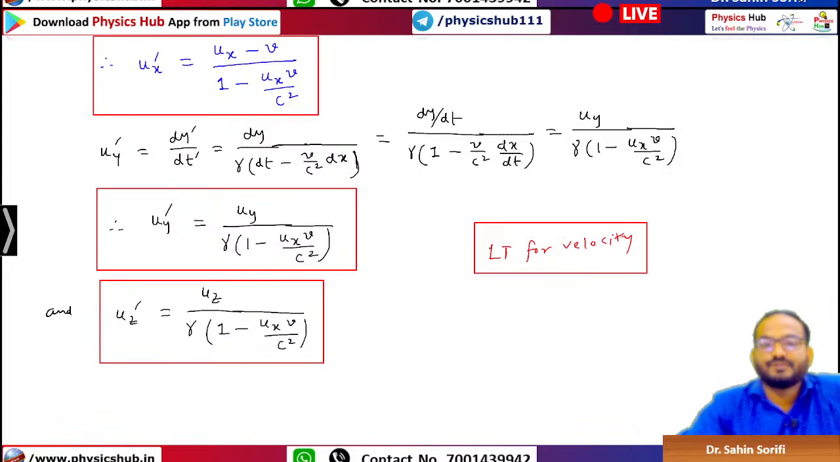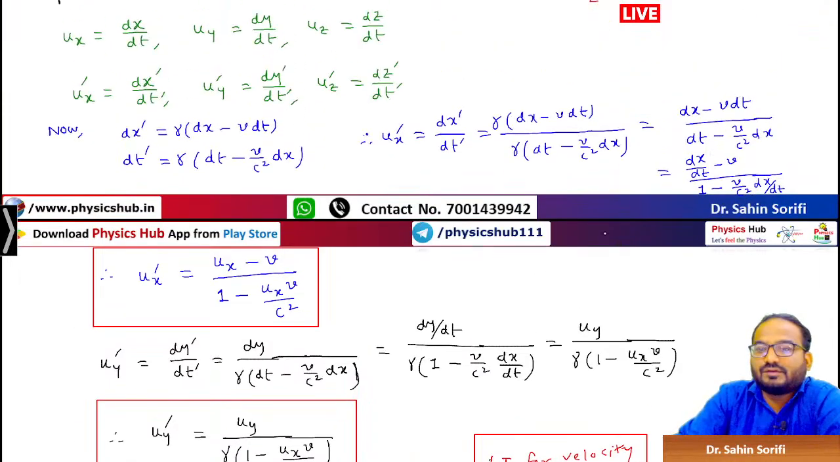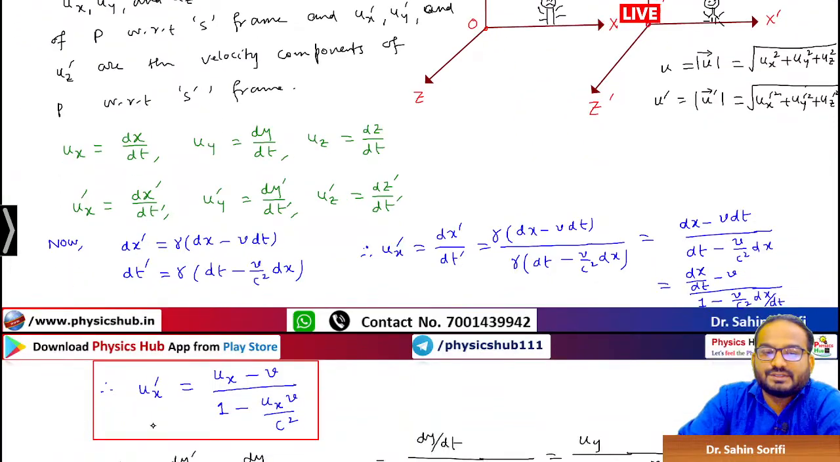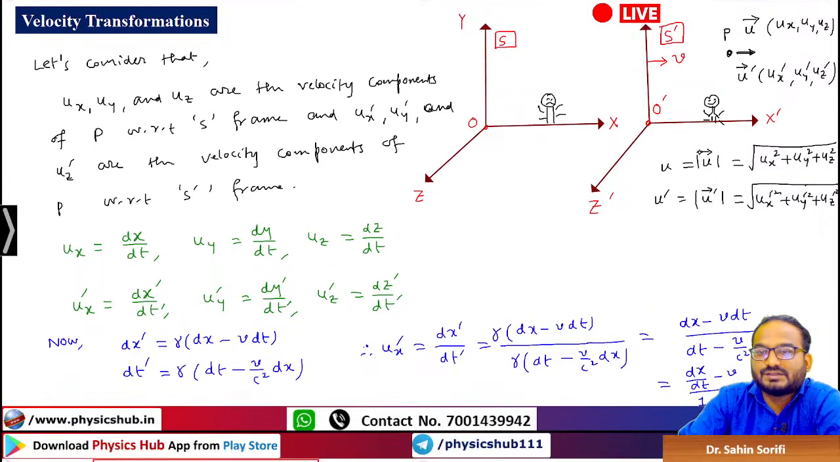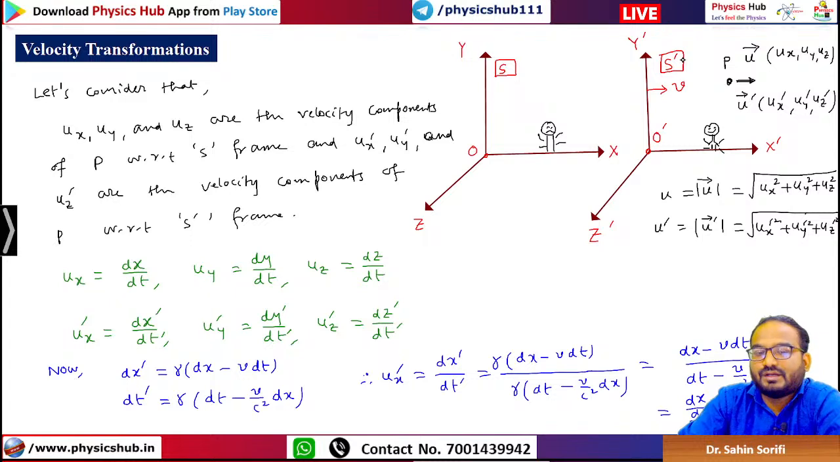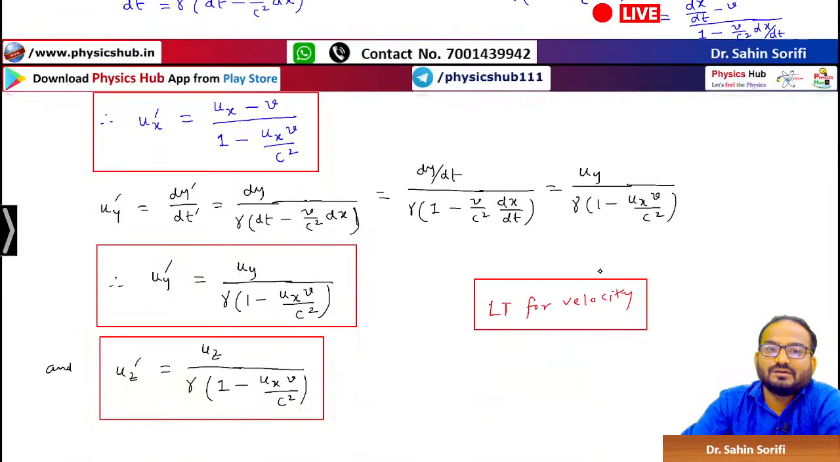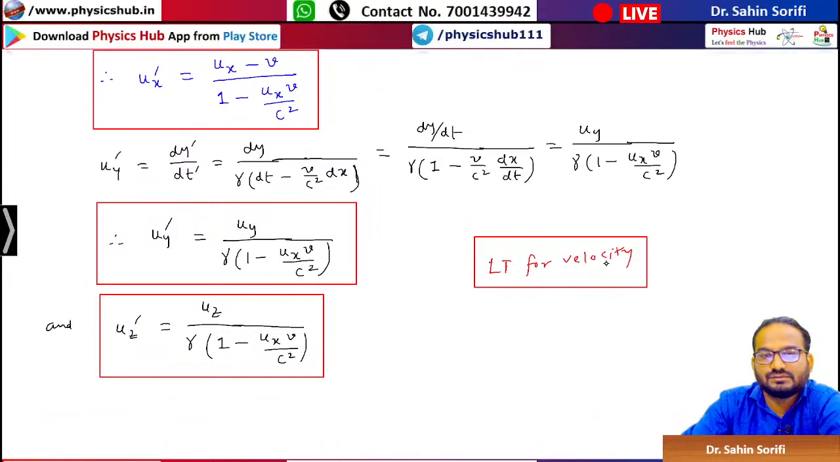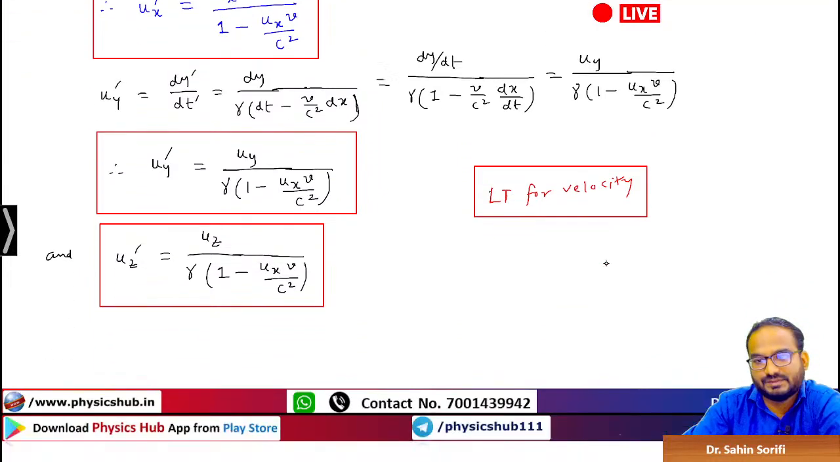So you see, if the velocity components are given in S frame, these are the formulas which you can use to find the components in S prime frame. Now let's say the components in S prime frame are given, meaning ux prime, uy prime and uz prime are given, and if you want to go back to ux, uy and uz, how will you do that? That will be given by the inverse Lorentz transform for velocity. Okay? So you know what you have to do, you just have to replace v by minus v.